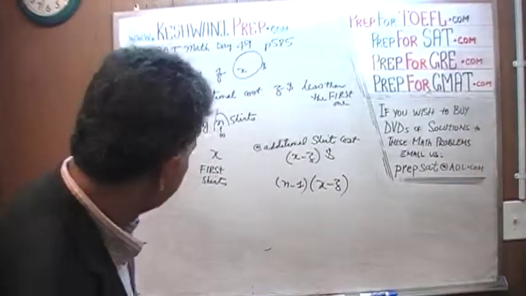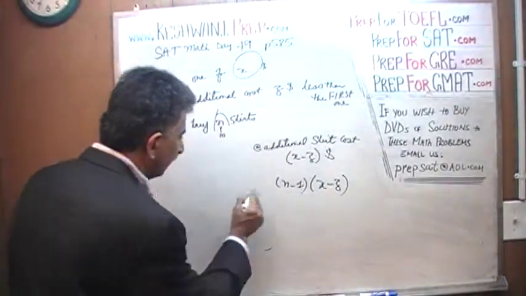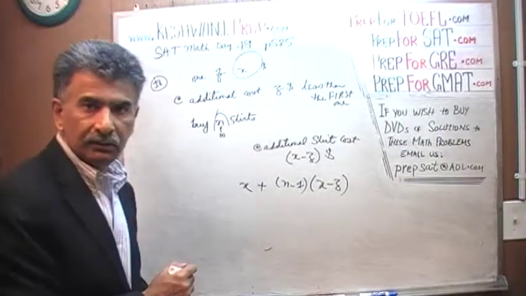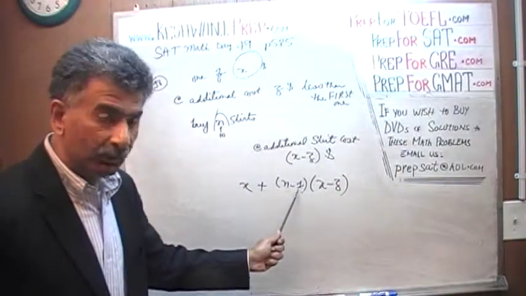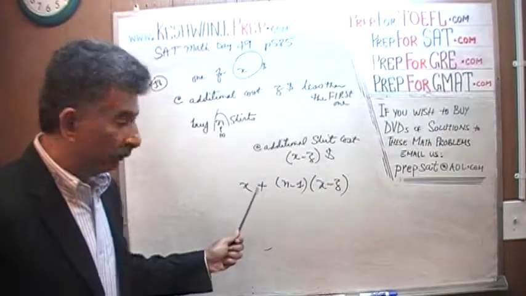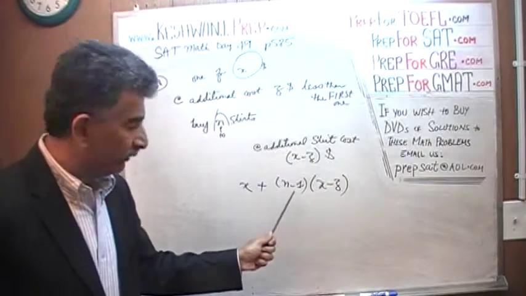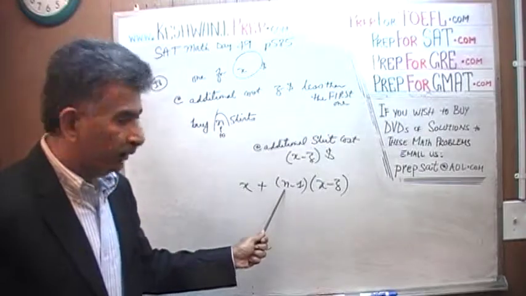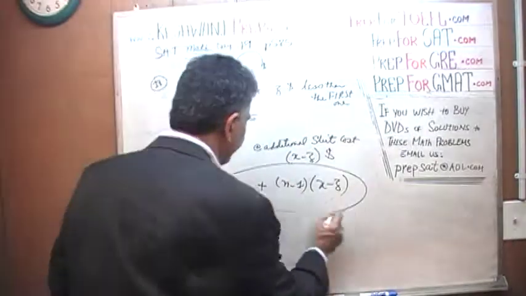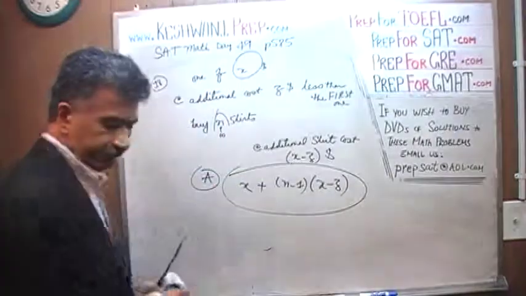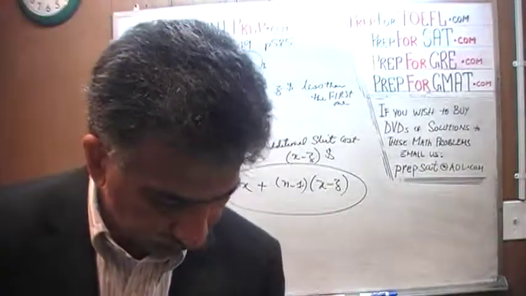Therefore, the total price is the price of the first shirt, which is X dollars, plus N minus 1, because the first one is already counted. If we're going to buy N shirts, then what is left over is 1 less than N. And the cost of each one of them is X minus Z. There you go, that's your answer. That's your A. That was the answer.